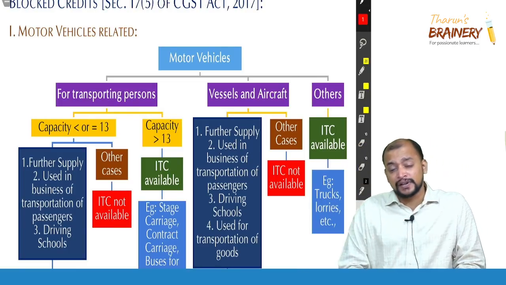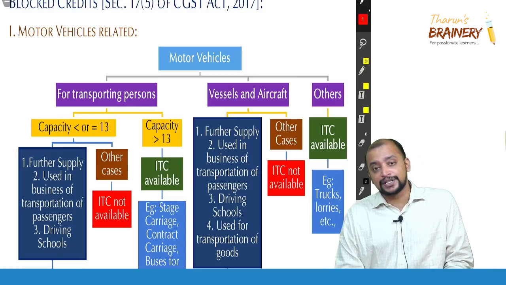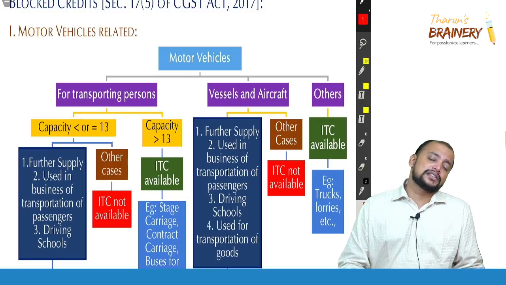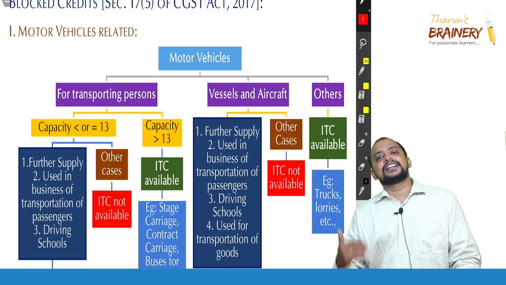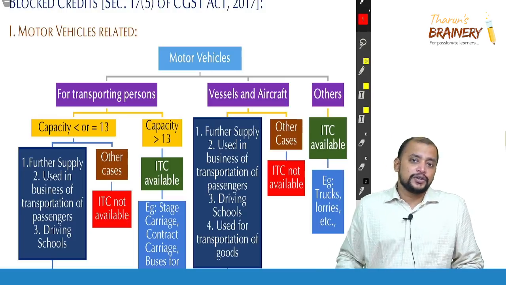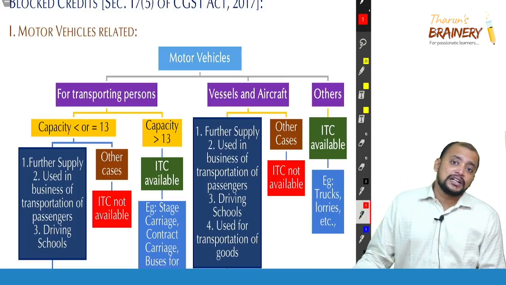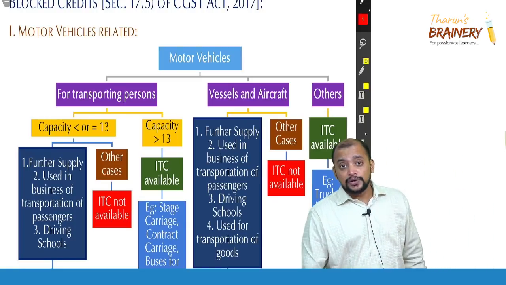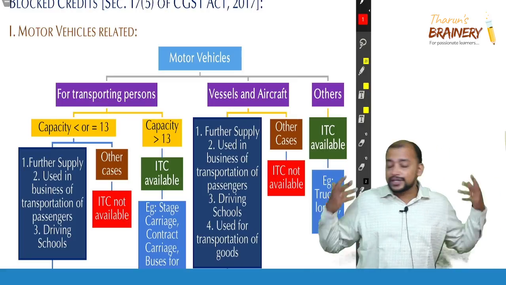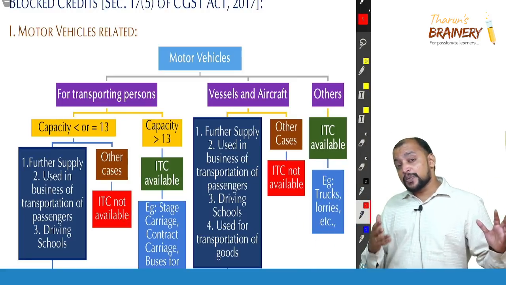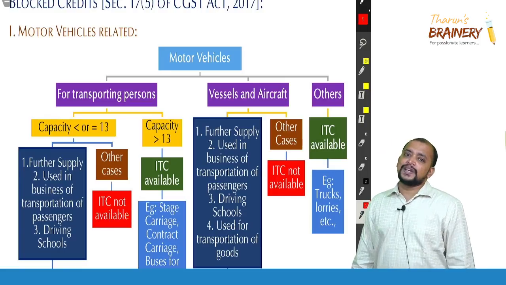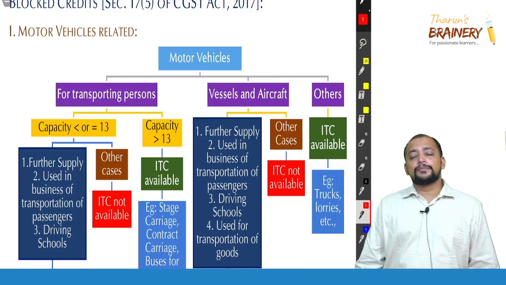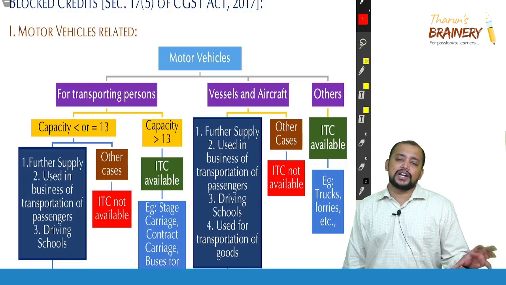Motor vehicles used for transportation of persons are divided into two: seating capacity does not exceed 13, and capacity exceeds 13. If the capacity exceeds 13, there is no restriction, we can always take the ITC. While calculating 13, we need to include the driver. Including the driver, if the capacity exceeds 13, there is no restriction, we can take ITC. If the capacity does not exceed 13, which means cars, motor cabs or maxi cabs, even tempo travelers, that will come into this category.